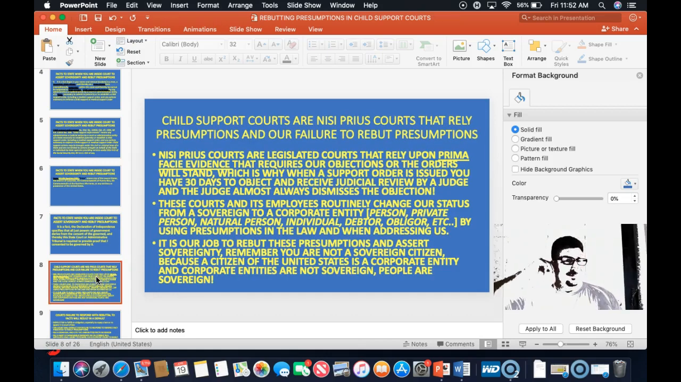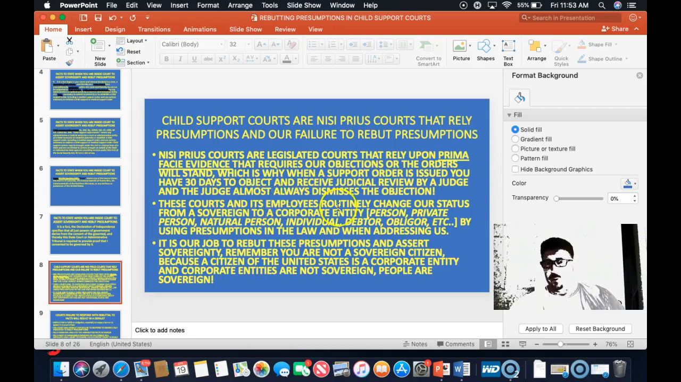All of the child support courts are nisi prius courts. They're legislative courts, and they rely on prima facie evidence. Prima facie evidence requires your objections, or the orders will stand. And I touched on this before. You have 30 days to object by filing a written objection, and receive a judicial review.